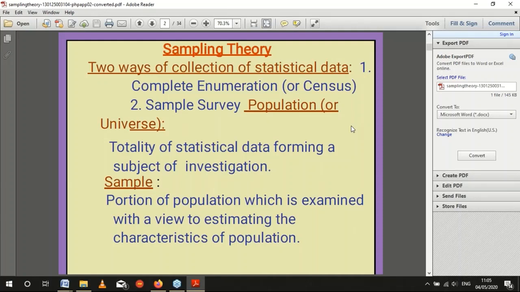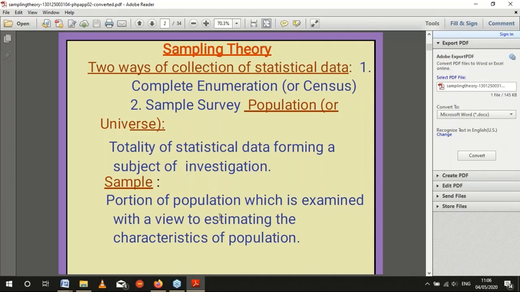The second method is systematic sampling, and we also have stratified sampling, cluster sampling, quota sampling, and purposive sampling or judgment sampling. Now let's quickly look at some important terms associated with sampling. One, we have the parameters.